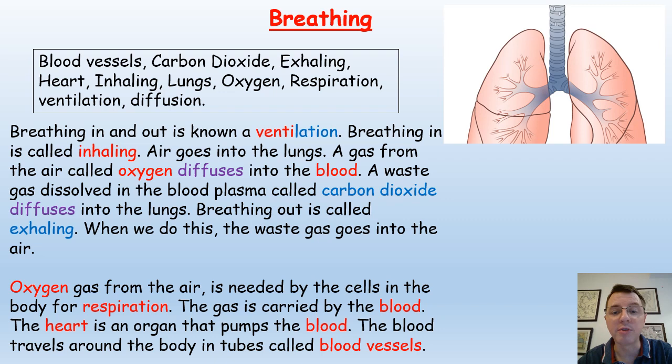Breathing in and out is known as ventilation. Breathing in is called inhaling, and that's when air goes into the lungs, and a gas from the air called oxygen diffuses into the blood. A waste gas dissolved in the blood plasma called carbon dioxide will diffuse in the opposite direction from the blood into the lungs. Breathing out is known as exhaling. When we do this, the waste gas carbon dioxide will go into the air. Oxygen gas from the air is needed by the cells in the body for respiration. The gas is carried by the blood, and the heart is an organ which will pump the blood, and blood travels around the body in tubes called blood vessels.